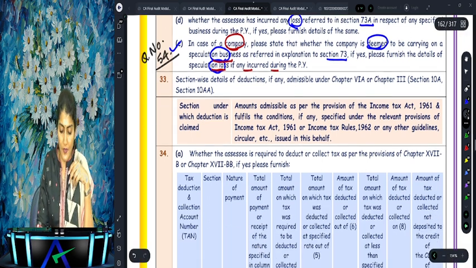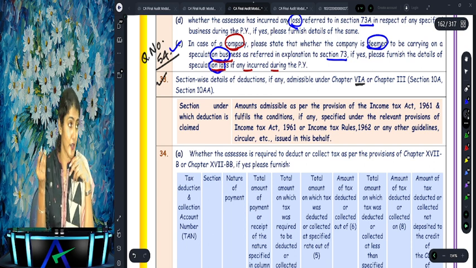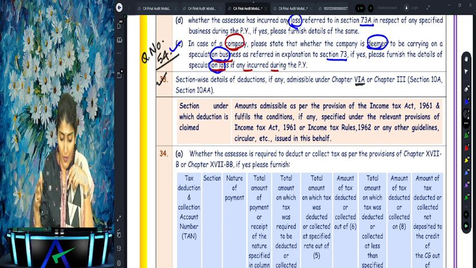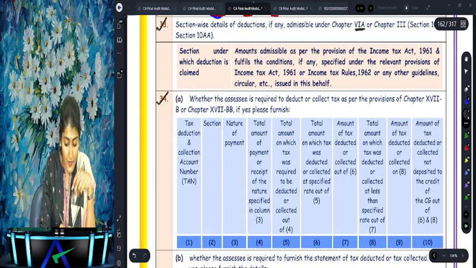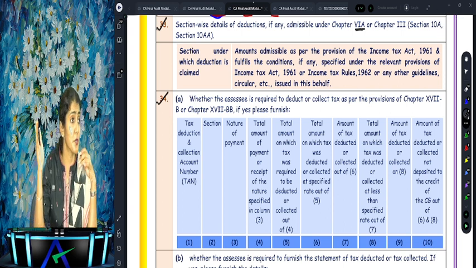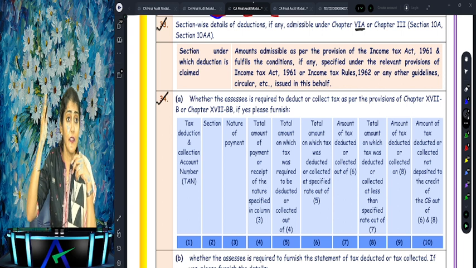Then you have the Chapter 10 deductions, the Section 10 deductions and the Chapter VI-A deductions, so all the deductions which you get under the income tax law. So the sections under which the deduction has been claimed, that is clause 33. And what is clause 34? Oh my God, 34 is that big table which you have to give in Form 3CD regarding the TDS and the TCS.